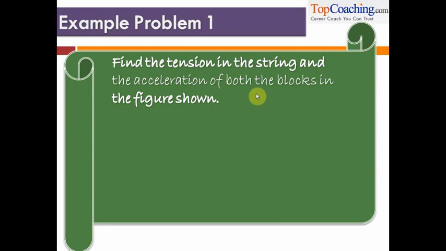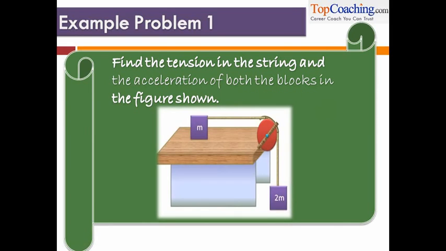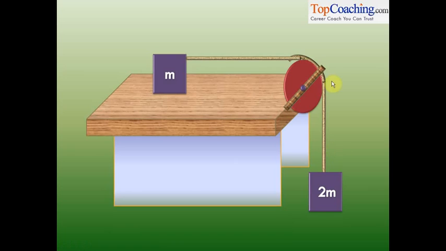Find the tension in the string and acceleration of both the blocks in the figure shown. You can see what is happening here. There's a table, there's a mass m placed on the table, there's a string coming out of mass m, it goes over a pulley wheel, and then it comes down to a mass 2m that is hanging from the table. We have to find out the acceleration of both the blocks and the tension in the string.